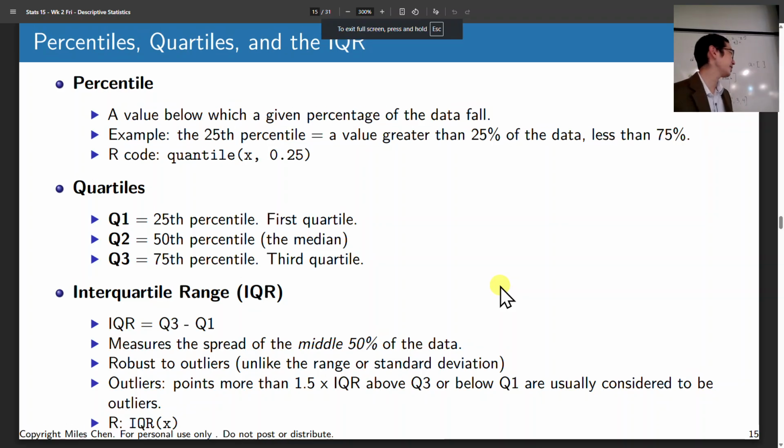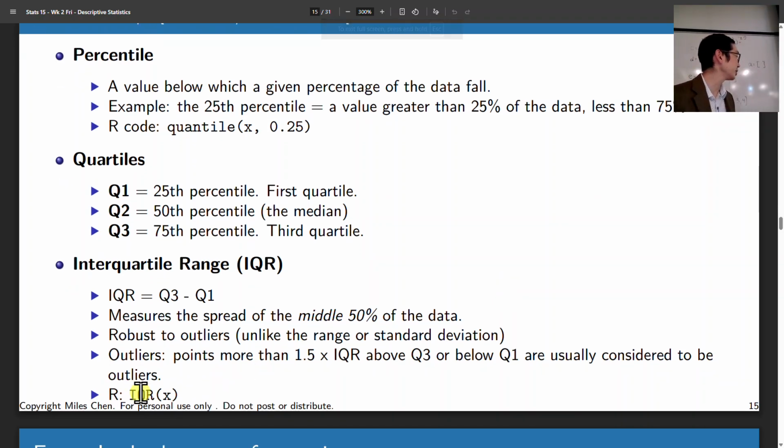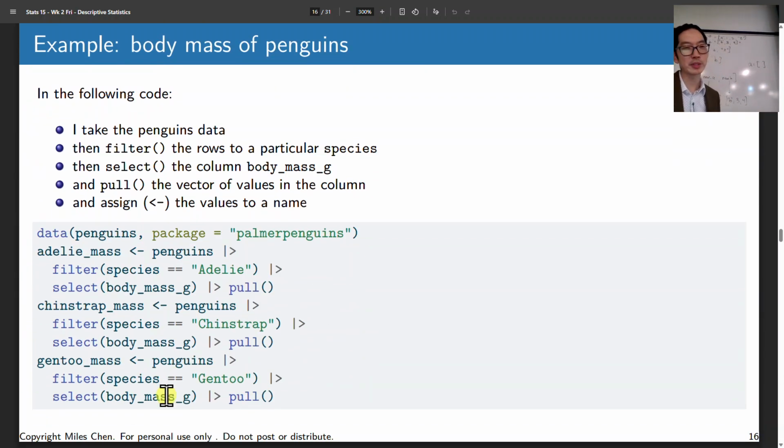So that's how we kind of determine outliers. And then you can find the IQR in R by typing in IQR of x, okay? Most of these functions work better if you have like 100 values in your vector x. If you only have like 5 values in the vector x, it feels really weird because it's like, what's the 25th percentile of 5 values? It's a little weird.